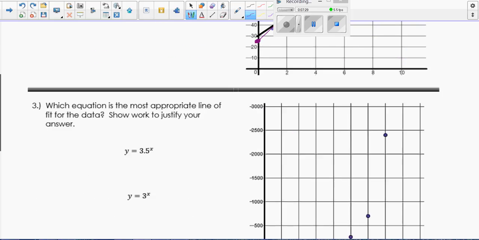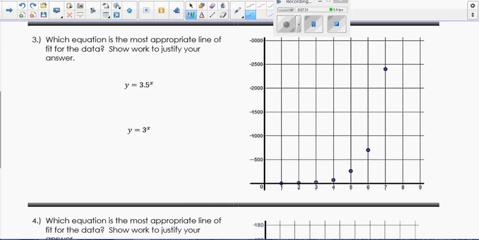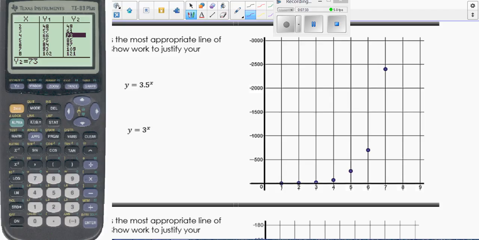Okay, let's try it again. Now we get something that looks exponential. So we'll go back to our equations and change them. We're going to do 3.5 to the x. Make sure you raise it to the x. And then we're going to do 3 to the x. Now back to our table of values.